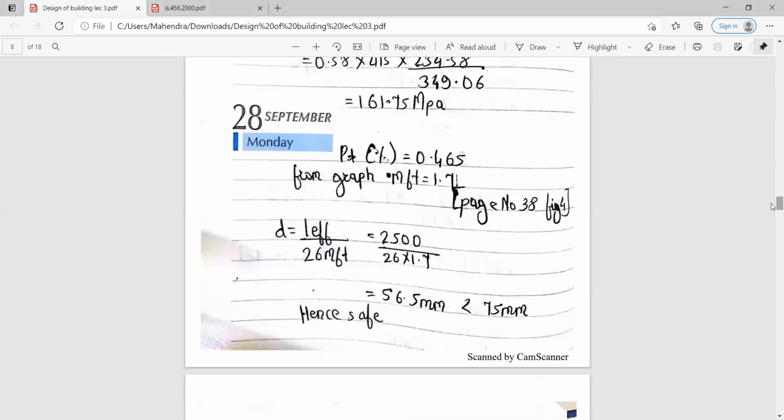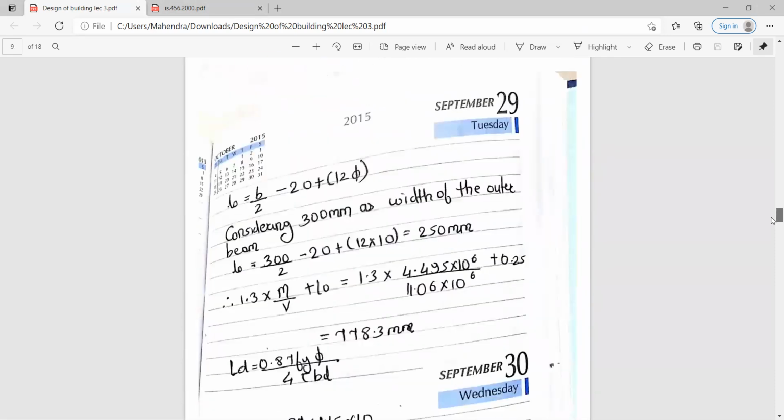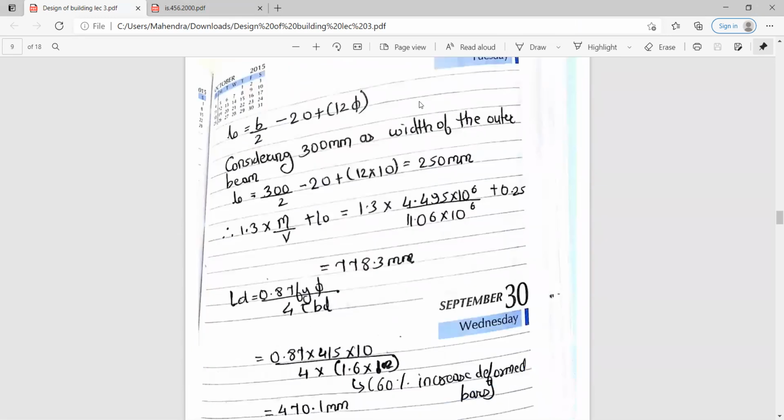So D is 56.5 mm. Your design is safe for the deflection. Now you need to calculate L0, that is the length of anchorage. That is B by 2 minus 20 plus 12 phi.